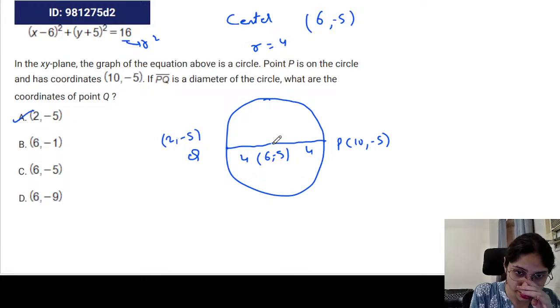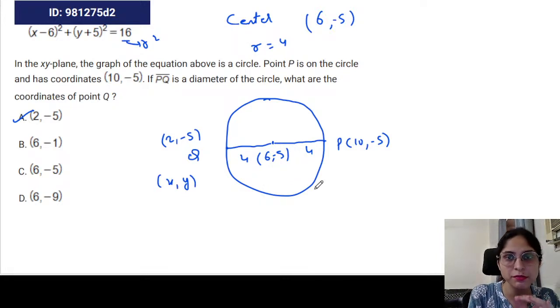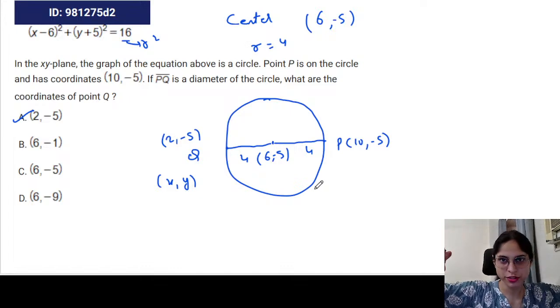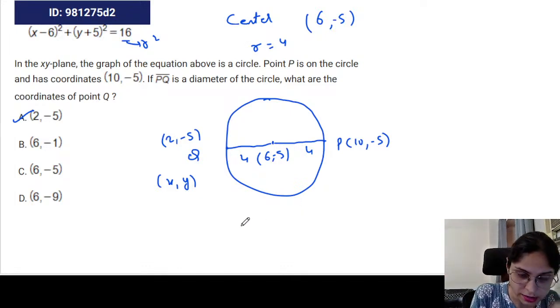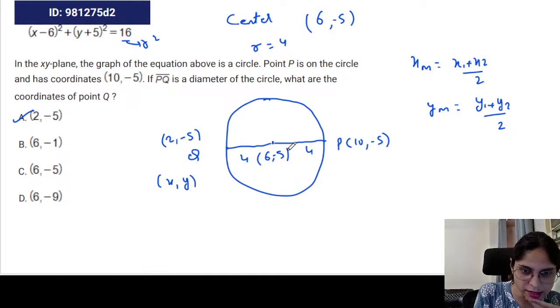The other way to do this is, let's say Q you do not know what it is, it's x, y. So 6, -5 is the midpoint, because center is the midpoint of the two endpoints of diameter. So in that case, midpoint formula is xm is x1 plus x2 over 2, ym is y1 plus y2 over 2. Now over here xm is given as 6 and ym is given as -5, x1 is 10, y1 is -5. Let's call this x2, y2.